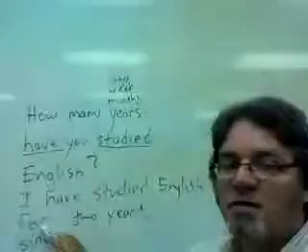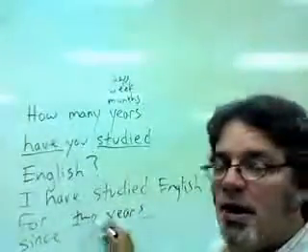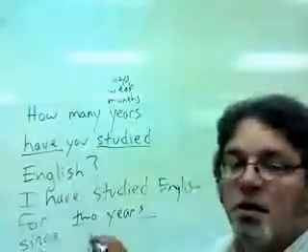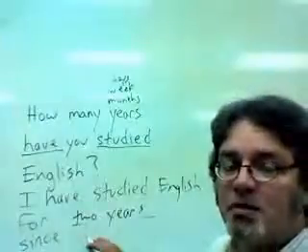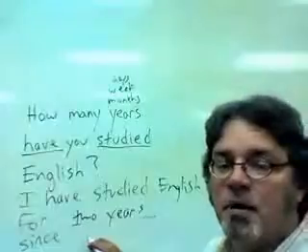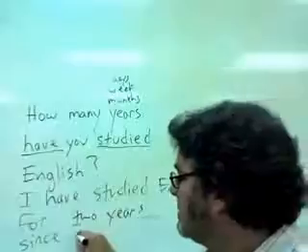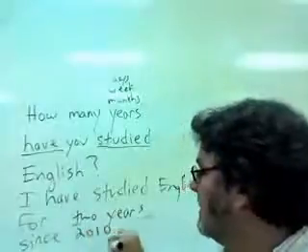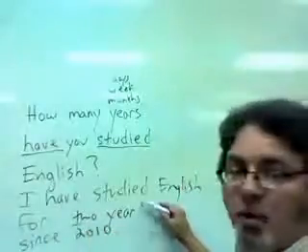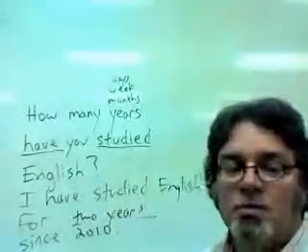So after for, you'll use a number, and after since, identify some time in the past. That would be a year, a month, a day. I have studied English since 2010. So these both have the same meaning. It doesn't matter which one you use, they're both good.